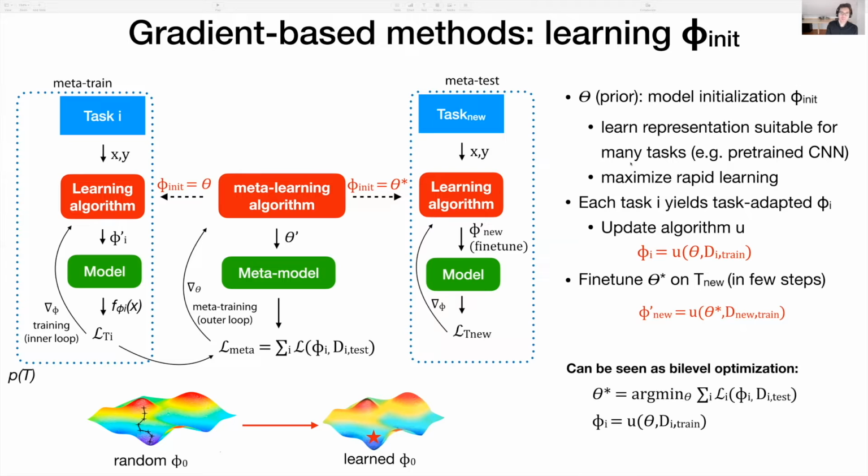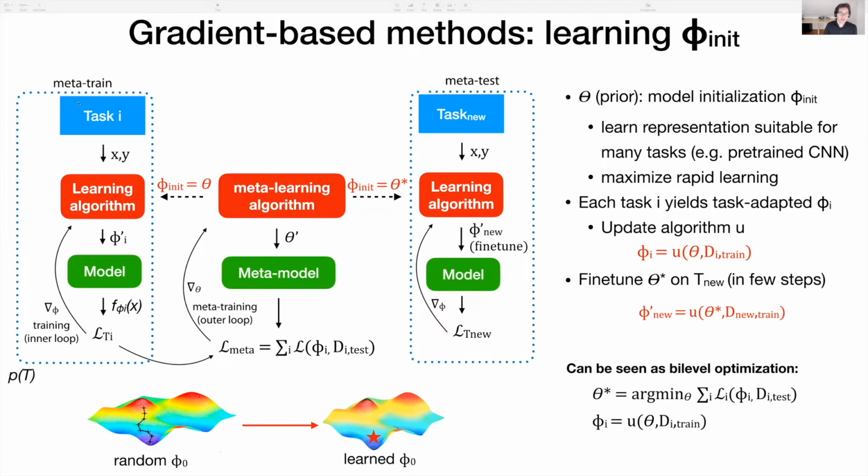Also, with the constraint that we want to maximize rapid learning. Right? So we want to find an initialization for a group of tasks so that we only need a few gradient descent steps at test time to find a good model. So the fine-tuning should only take a few examples.